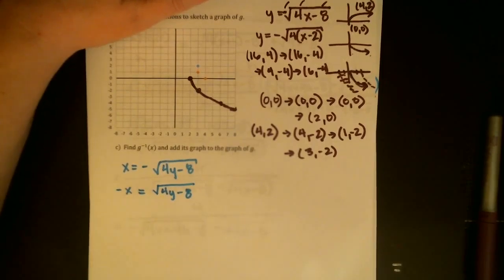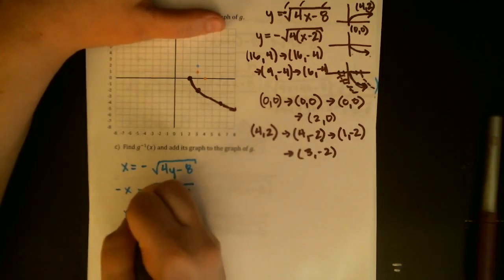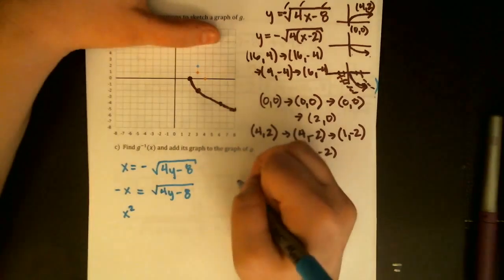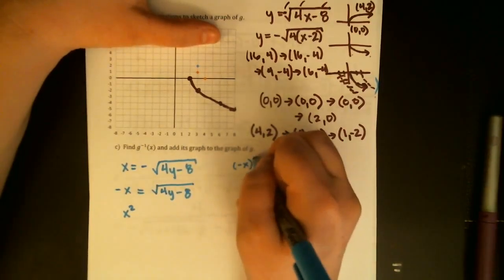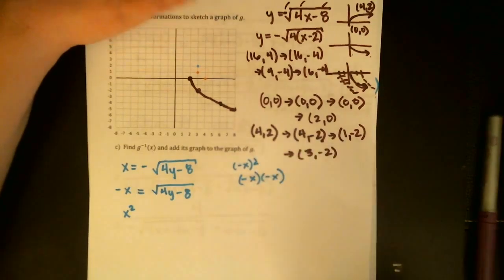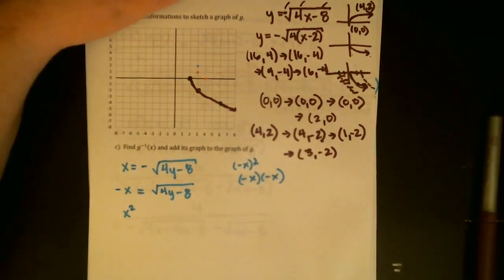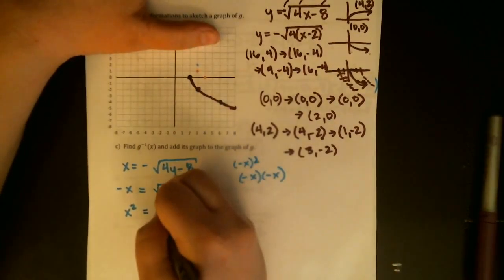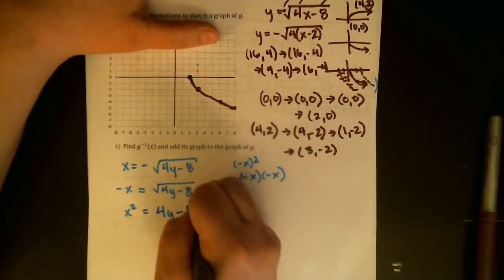Okay, the next thing I need to get rid of is the square root, so let's go ahead and square both sides. There's no reason to leave the negative there. If you take a negative x and you square it, you're getting negative x times negative x, and those two negatives will wipe each other out, and the x should still be squared. So whether it's negative or not, that should be good for us.